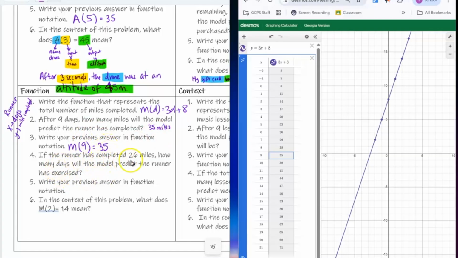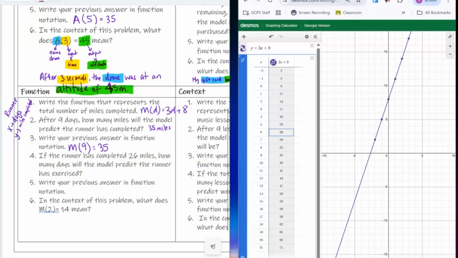If the runner has completed 26 miles, okay, so this time miles is what I'm looking for, and so what's miles? Y. So that means I go to the Y and I look for the number 26. There is 26. So if he's completed 26 miles, he has done 6 days. So how many days will the model predict the runner has exercised? 6 days.